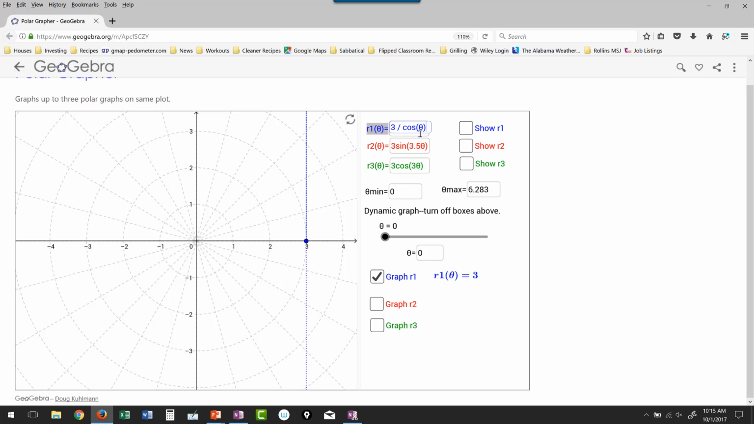And we see that that's plotted now, and this slider allows us to increase the angle theta and watch how the point is traced out as theta goes from 0 to about 6.28. You might recognize that as 2 pi. So we go from 0 to 2 pi. And see how we trace out the line.